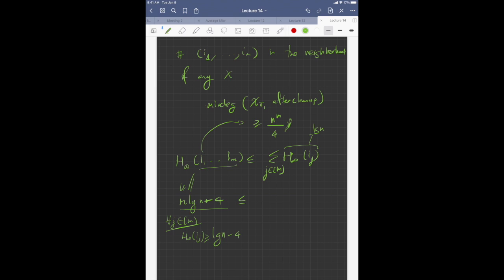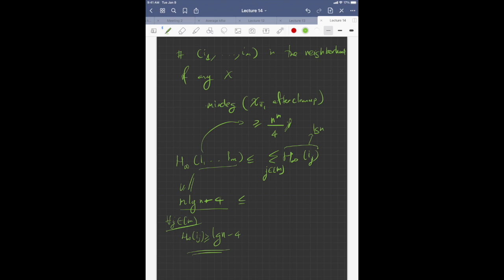So even if one of them has, let's say, log n minus 5 and the rest all have the maximum possible mean entropy log n, this would only sum up to m log n minus 5. So that's a contradiction. So hence we know that given an x, Alice doesn't know what this ij is.